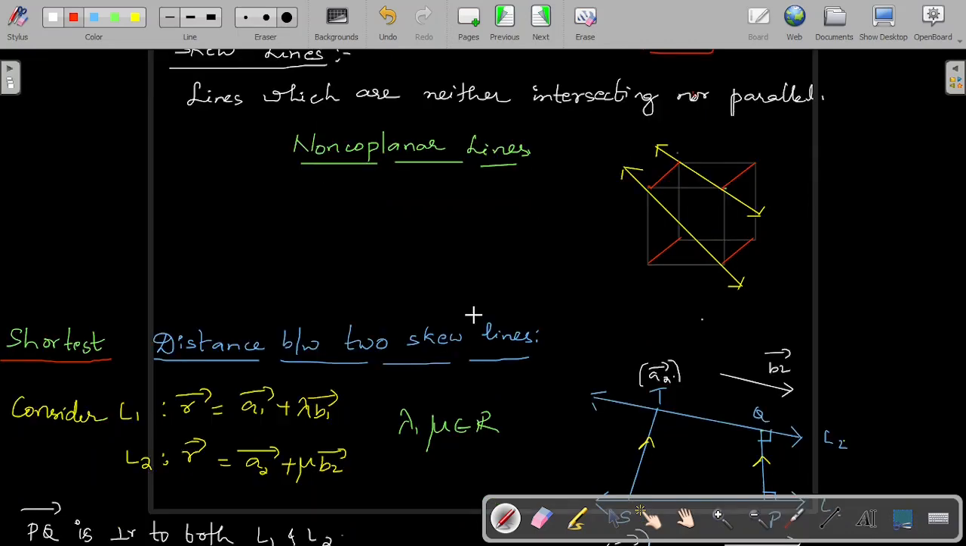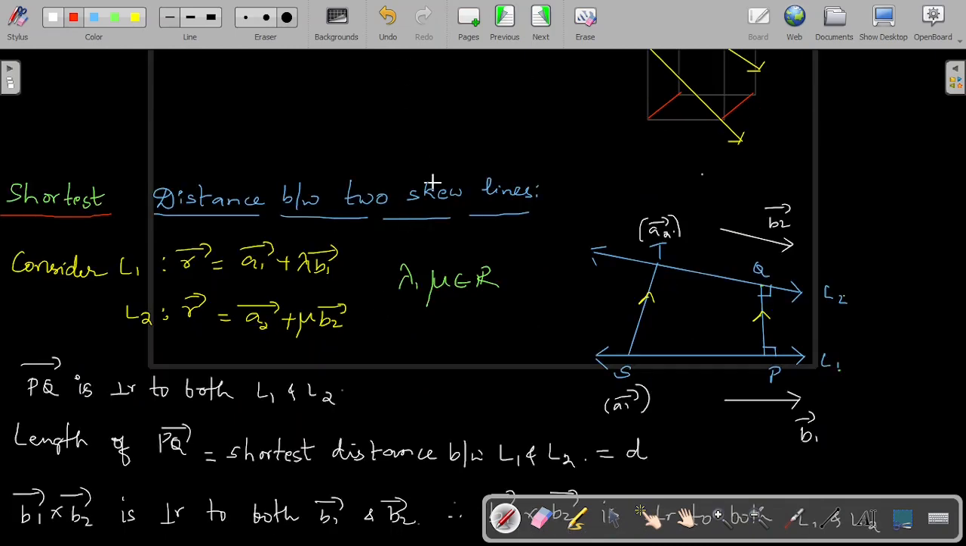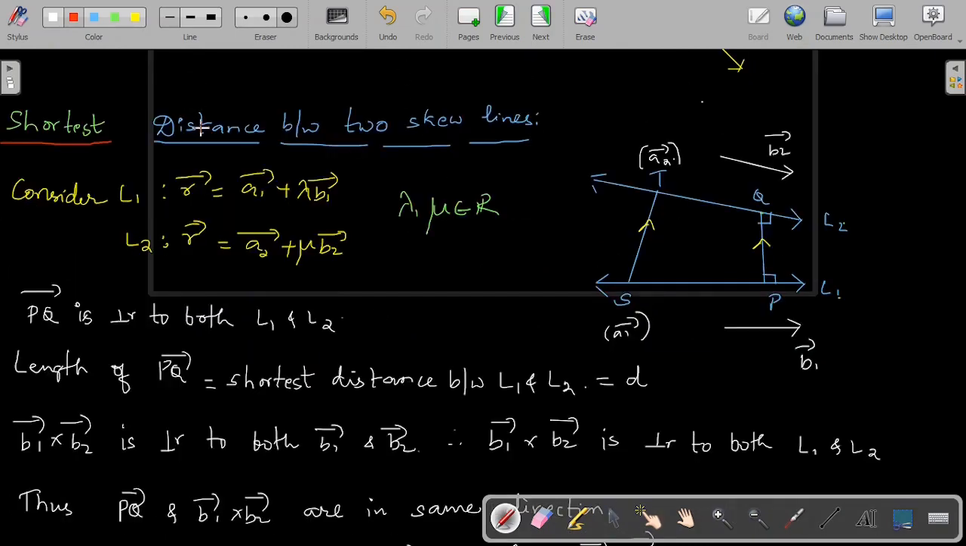Now let's see how to find the shortest distance between two skew lines. I'll take two skew lines L1 and L2, meaning they can't be in the same plane. Here I am just drawing a representative diagram because it is the plane of the screen. Two lines in a plane are either intersecting or parallel. Here it looks like they are intersecting, but you have to assume that these two are skew lines, meaning they are in different planes. Now I have to get the shortest distance between these two skew lines.